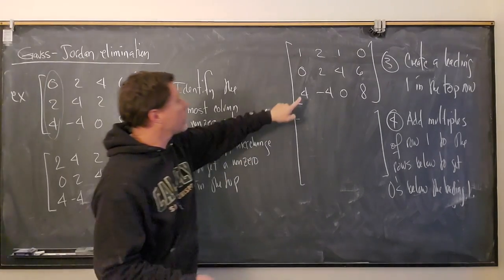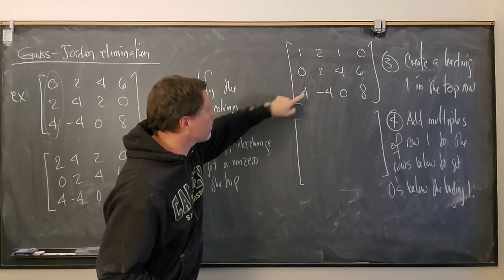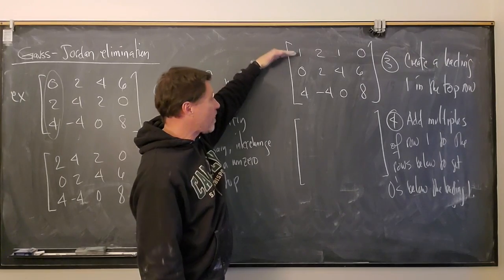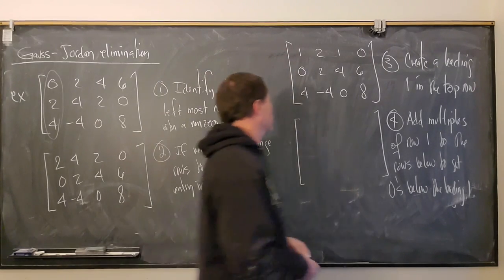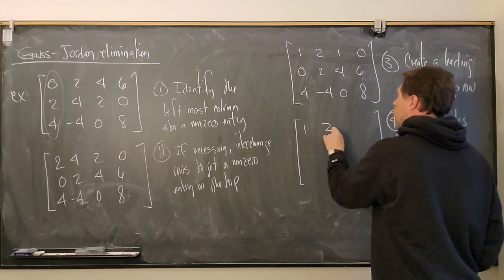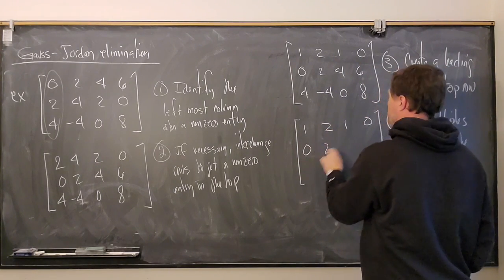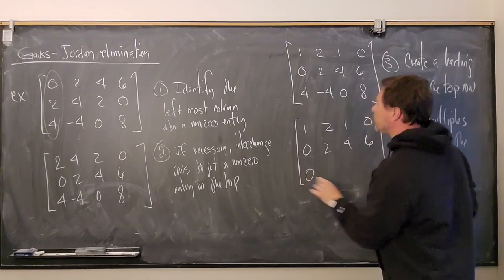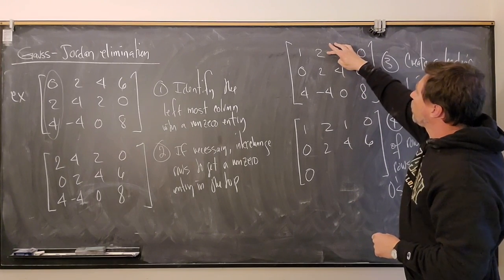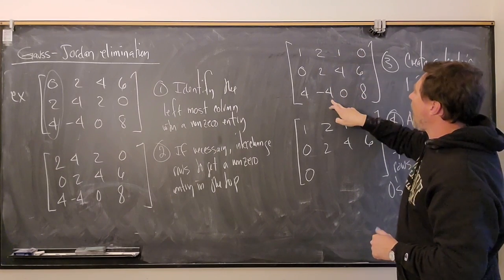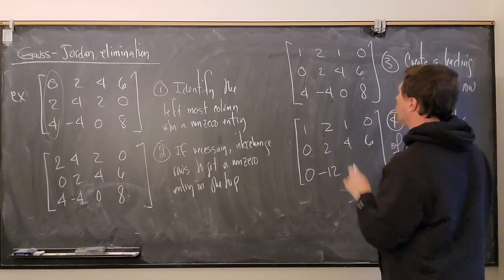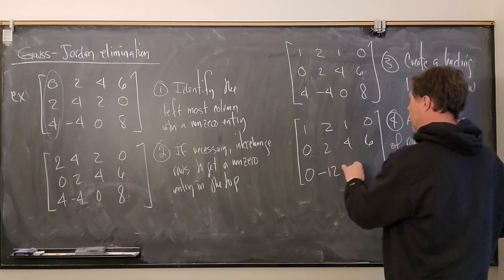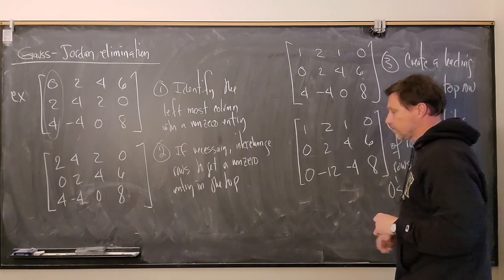So in this case, the only one that I need to deal with is that 4 right there. So what I'm going to do, I'm going to multiply row 1 by -4 and then add it to row 3. So I'm multiplying row 1 by -4, so that gives me a 0 here. -4 times 2 is -8. Add it, I'll get a -12. -4 times 1 gives me a -4 plus 0, -4 there, and then that one will be 8.